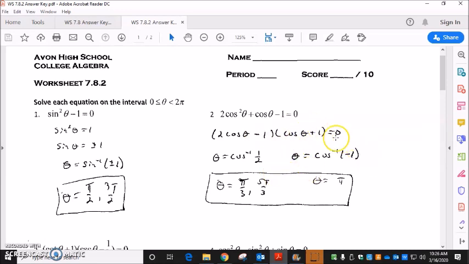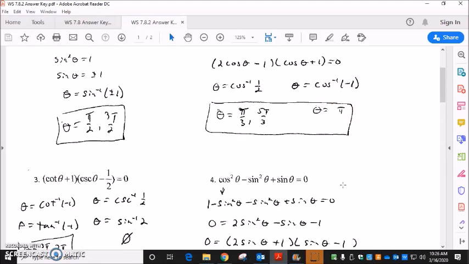Okay, and then again, because this is a plus 1, you move it to the other side, you get a minus 1. So pi is the angle that has a cosine value of negative 1. 0 has a cosine value of positive 1. So we only want pi for that one.